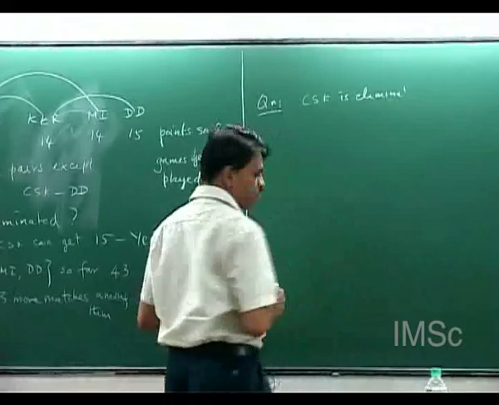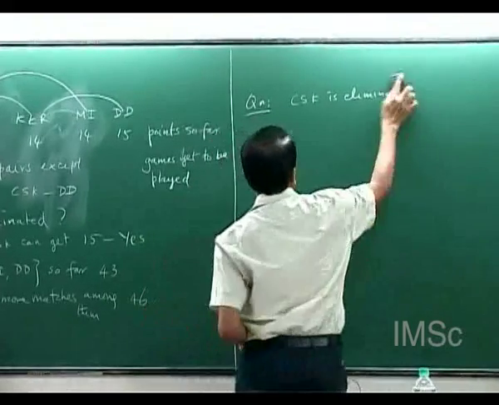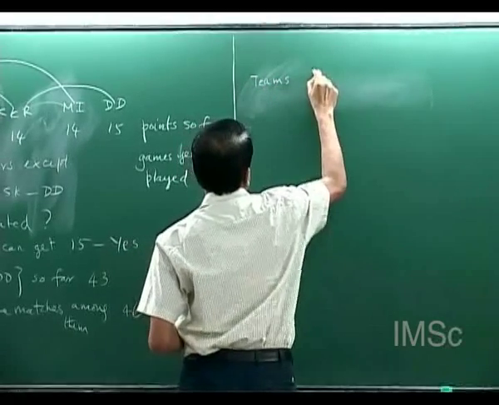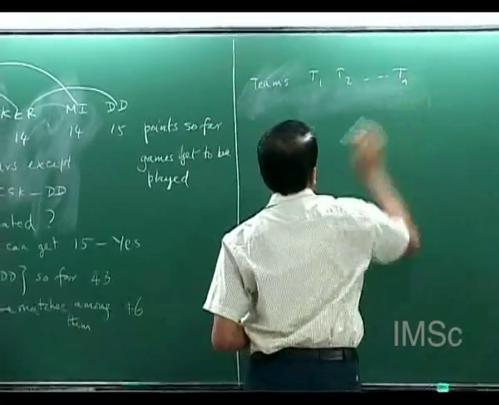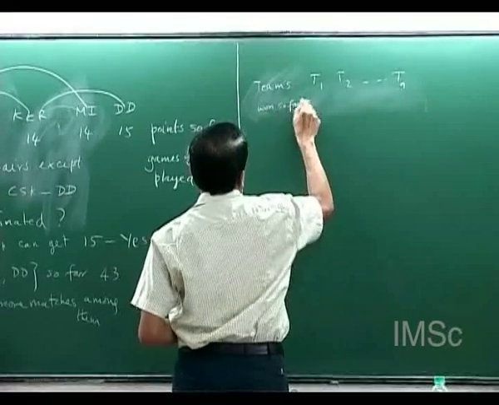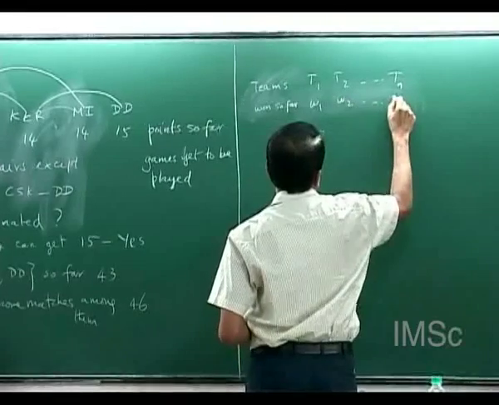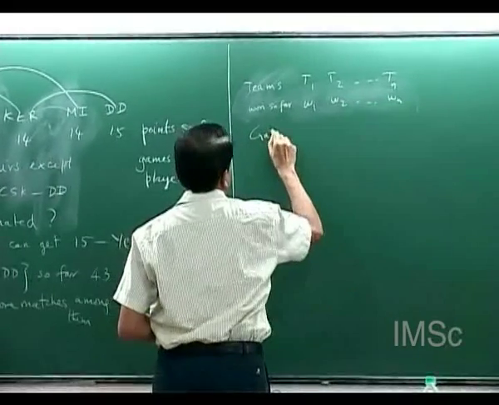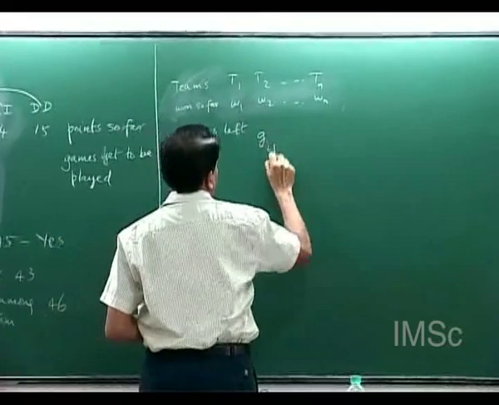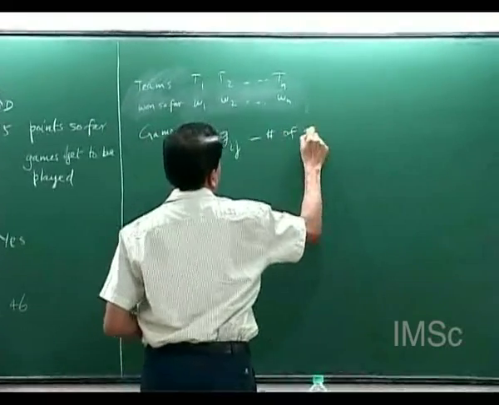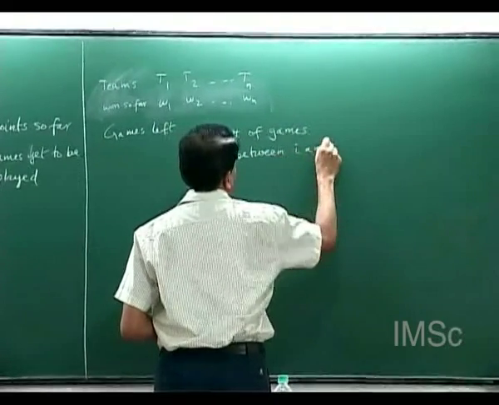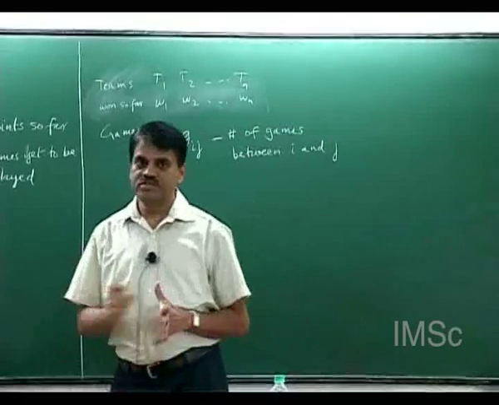So let me put some symbols and formally define the problem. What do we have here? We have some teams, let's say T1, T2, up to Tn, and the points they have got so far, let's call them W1, W2, up to Wn, and then there are some games left. Okay, so this is the setup of the problem.